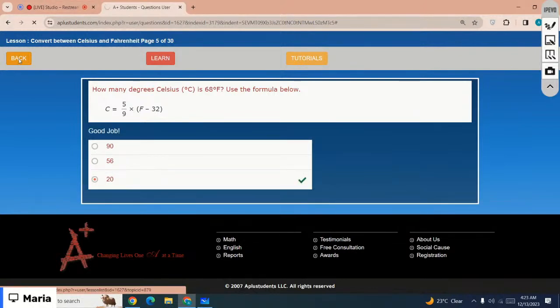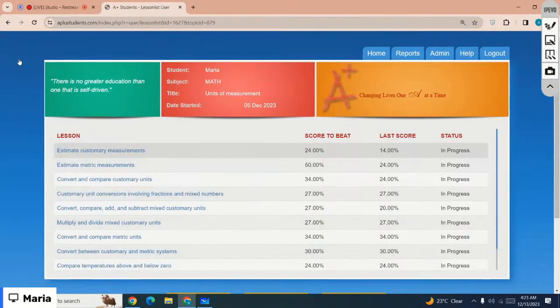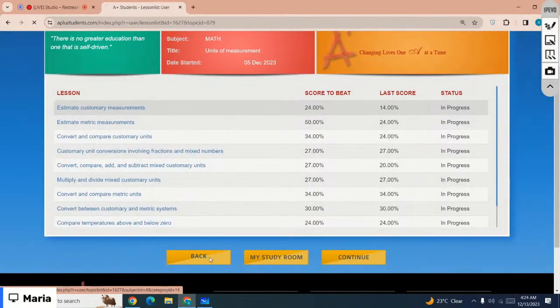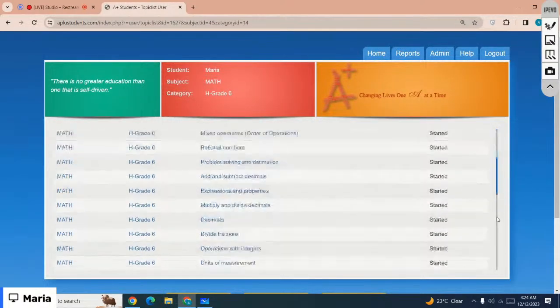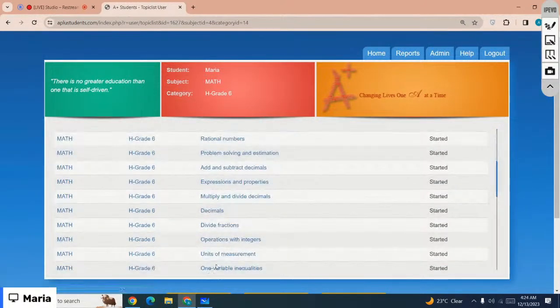So basically, we're done with the chapter unit of measurement. We're going to start the new chapter now, that is one variable inequalities, right? Let's just start with the first lesson of the chapter one variable inequalities.